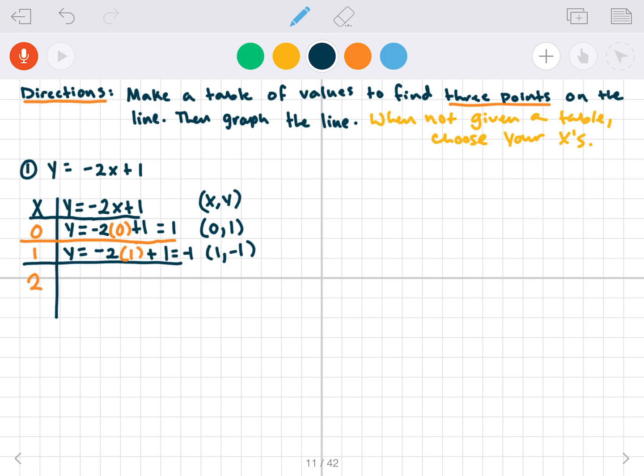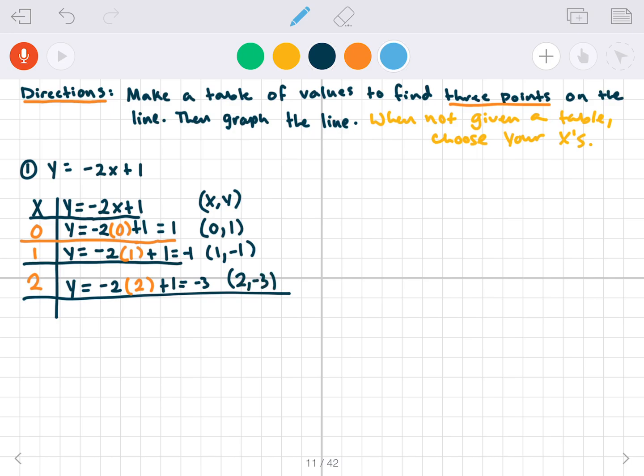And finally, this time x is 2. So what is y when x is 2? Well, we just plug in 2 for x. So we get -2 times 2 plus 1. -4 plus 1 is -3. So when x is 2, y is -3.